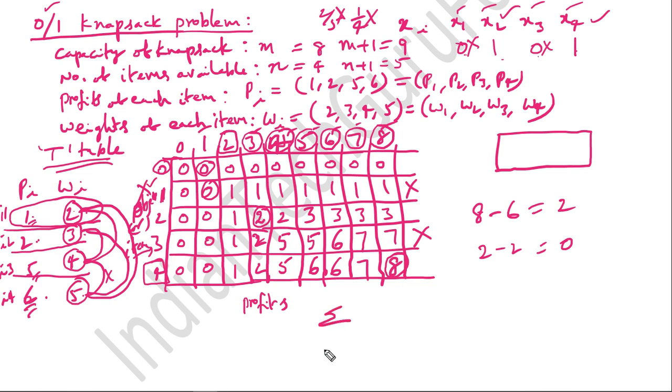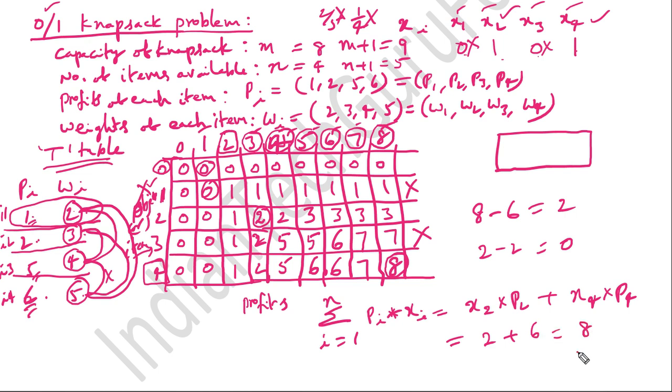The formula to calculate the profit is sigma i equals 1 to n, pi into xi. Because x1 and x3 are zeros, I need not consider x1 and x3. So x2 into p2 plus x4 into p4. Item 2 profit is 2, item 4 profit is 6. So the total profit we are going to get is 8. Like this, we calculate the maximum profit we are going to get by inserting the items inside the knapsack.